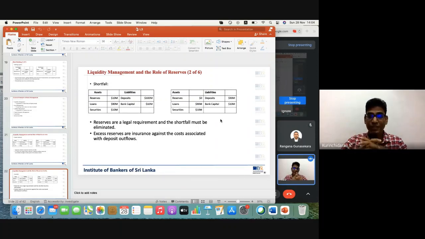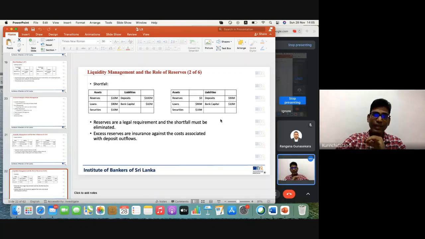Then you can have regulatory penalties. So reserves are a legal requirement and the shortfall must be eliminated. That's what I have given here. You cannot have shortfalls. So excess reserves are insurance against the cost associated with deposit outflow. When you maintain excess reserves, yes, definitely there's a cost. That cost is incurred because of the unexpected deposit outflow that creates a bigger impact.